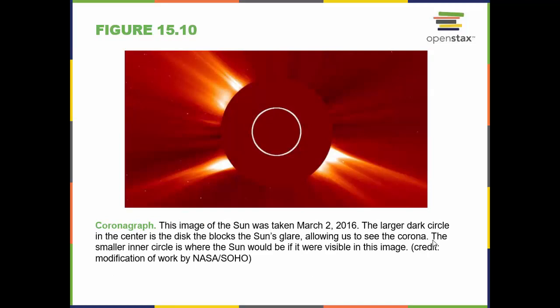This is known as a coronagraph, and it shows an image of the sun. It was taken on March 2nd of 2016. The large dark circle at the center of the disk blocks the sun's glare. We're not normally able to see this because the sun is so bright. But if we block off the really bright spots, it allows us to see the corona. And the small inner circle is where the sun would be if it were visible in this image.